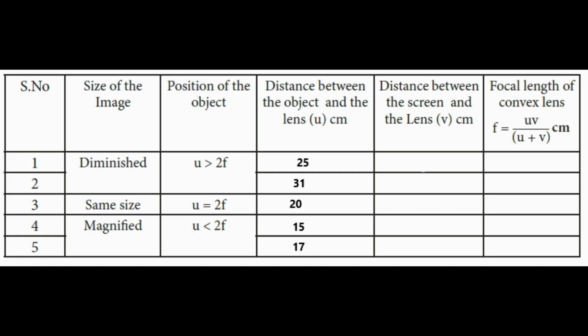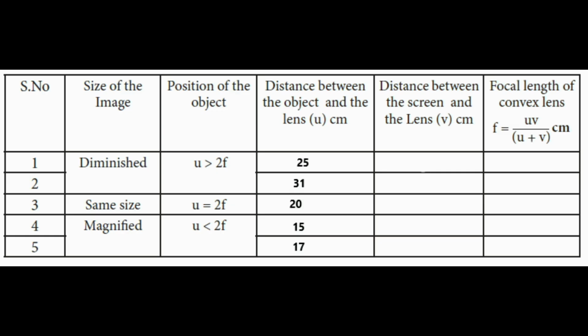Now we will move on to the next method, UV method. So here we will first start with the tabulation. Here we have to take 3 sets of reading. In first set of reading, the object distance should be placed greater than 2f so that we get a diminished image. So the U distance here I am fixing it as 25 centimeter and 31 centimeter.